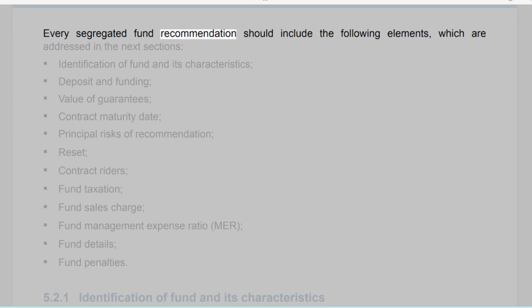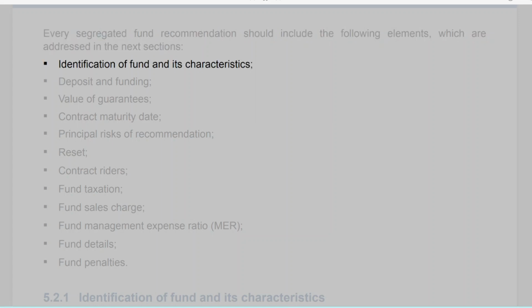Every segregated fund recommendation should include the following elements, which are addressed in the next sections: identification of fund and its characteristics, deposit and funding, value of guarantees, contract maturity date, principal risks of recommendation, reset, contract riders, fund taxation, fund sales charge, fund management expense ratio, MER, fund details, fund penalties.